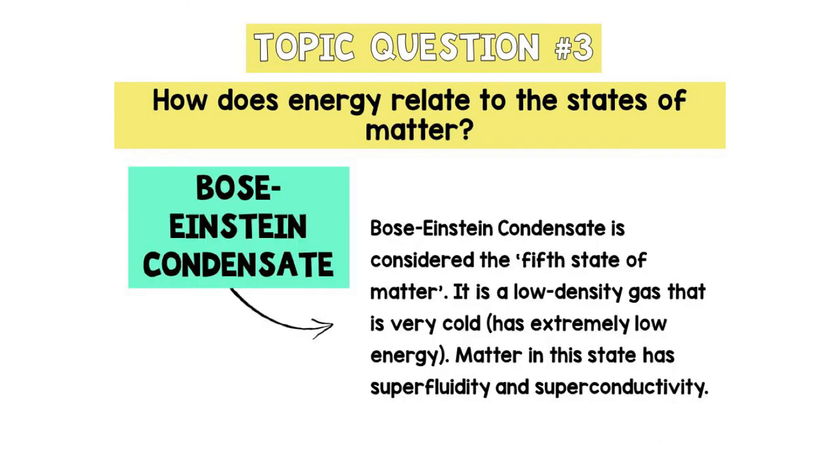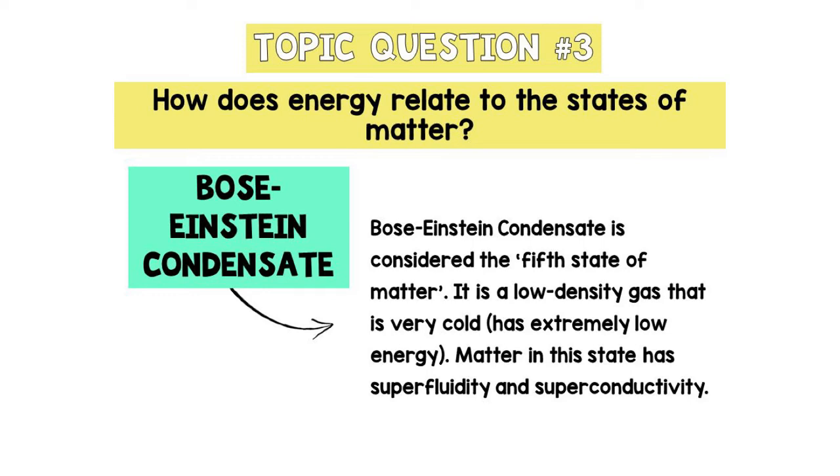Now, you might not have heard of this before, but the Bose-Einstein condensate is considered the fifth state of matter. Unlike plasma, which is very high energy, the Bose-Einstein condensate is a very low energy, low density gas. Because it's so low energy, it's very cold. Matter in this state has both superfluidity and superconductivity.